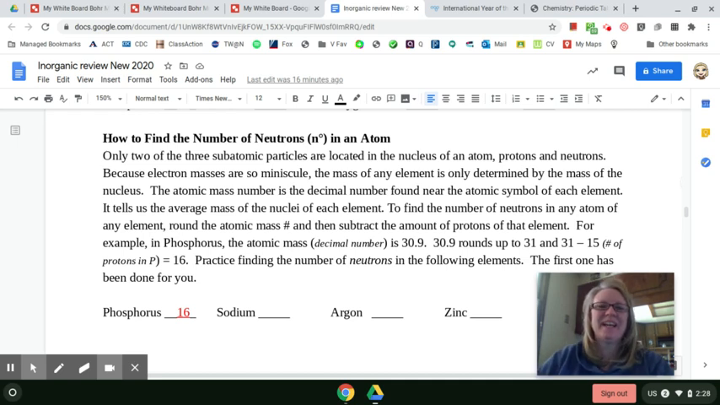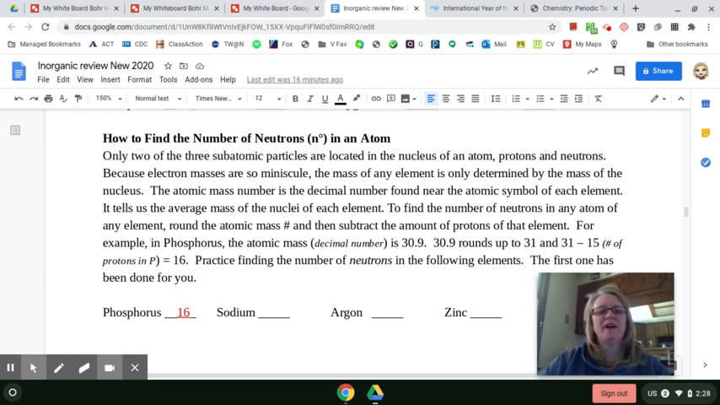Hi, everybody. Let's get started with lesson 3, how to find the number of neutrons in an atom. When you see a lowercase n and a little degree sign there, that's for 0. That's my abbreviation for neutrons, and I might be using that as I teach you how to do this in class sometimes. So just as a heads up, that's how I abbreviate neutrons.